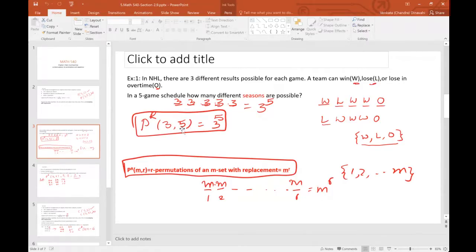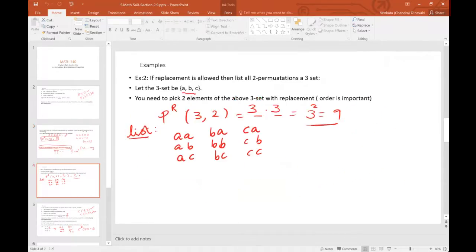Here P power r of 3 comma 5 is also possible because I can pick the same thing over and over again. So a regular permutation you have seen in the previous recording, and a permutation with replacement is simply a product rule. But the same logic will change when it comes to combinations. So let us go to one more example.